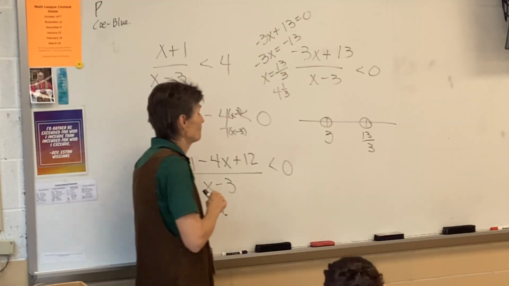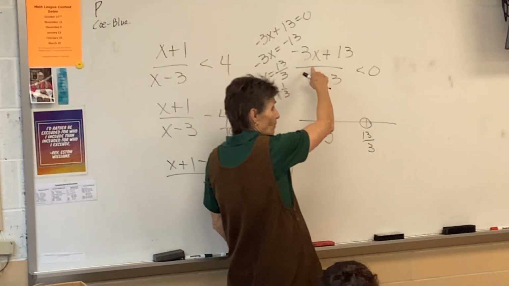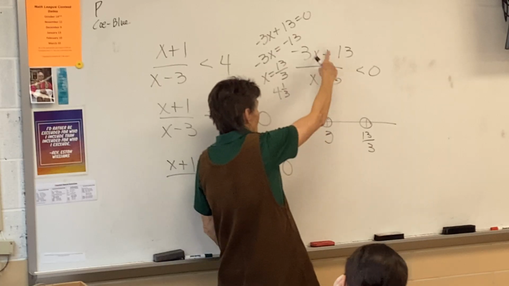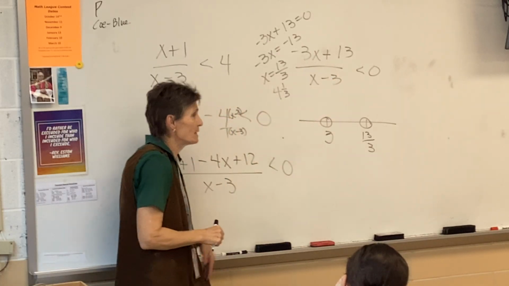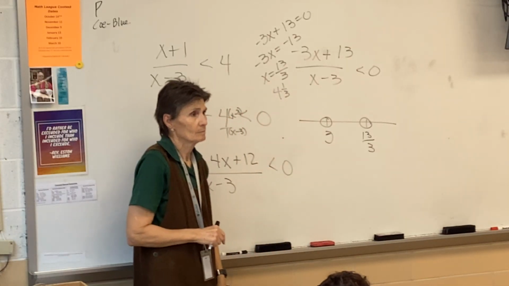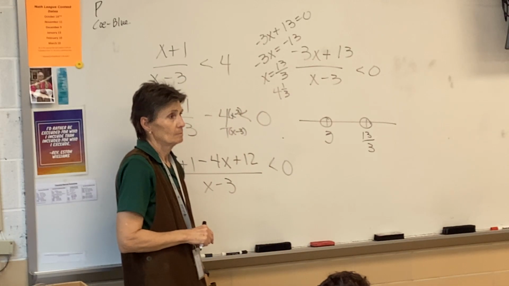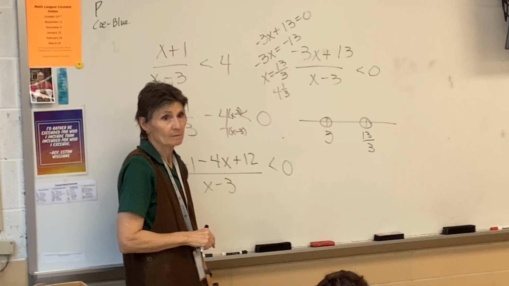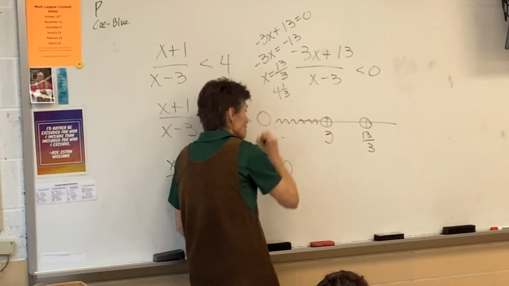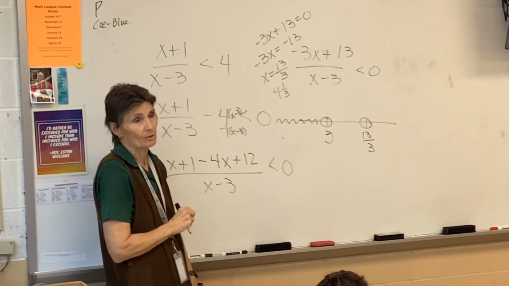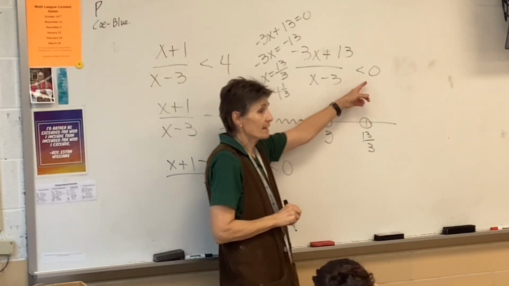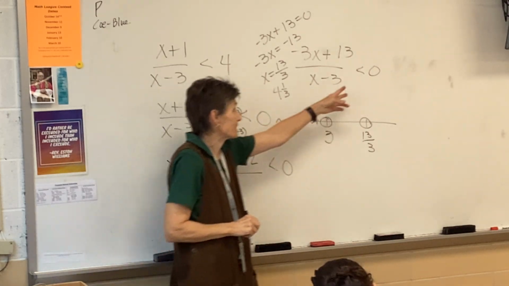Let's pick a number. Let's put 0 in. What happens if you put in 0? Do you get a number less than 0? Yeah, it's negative. So that means that where 0 is on the number line is going to get colored in, because when I put in 0, I got a negative number, which is what I wanted.